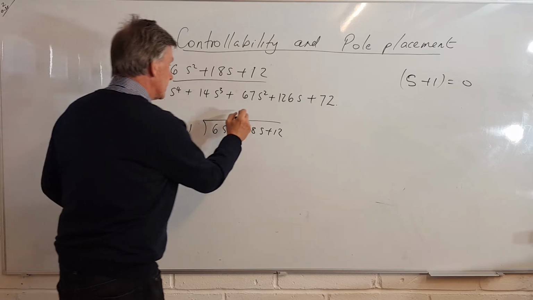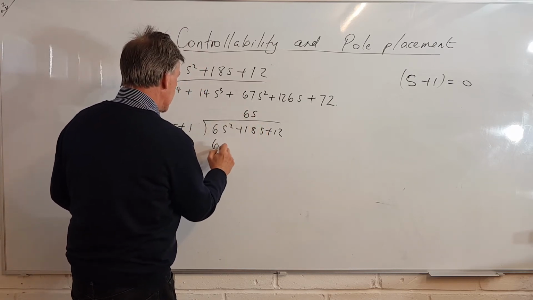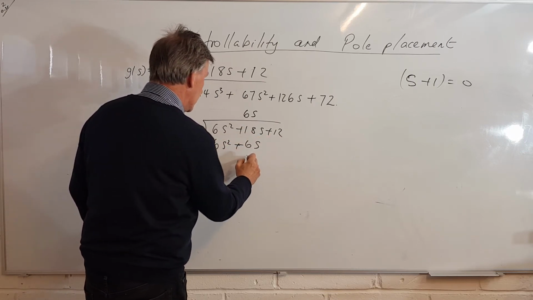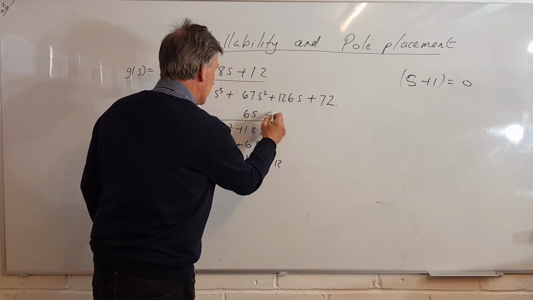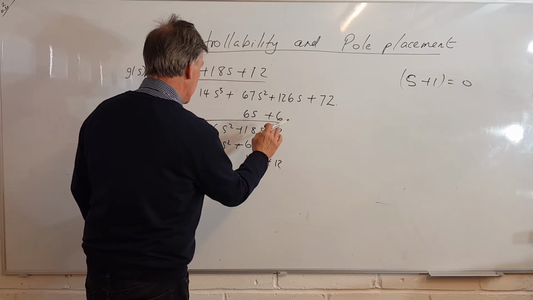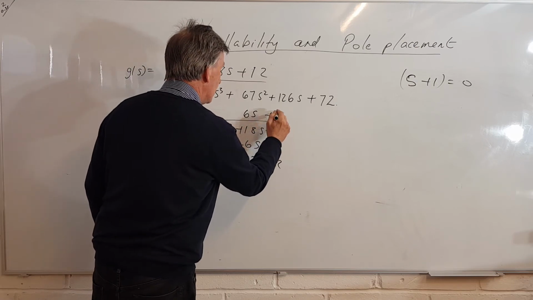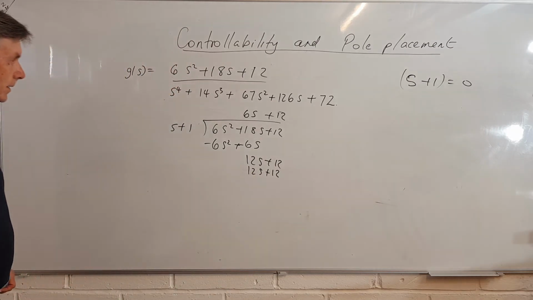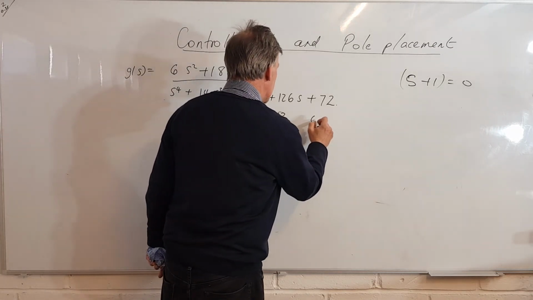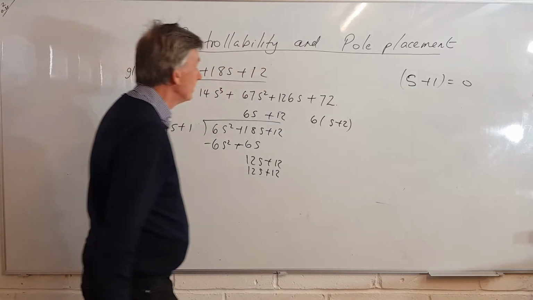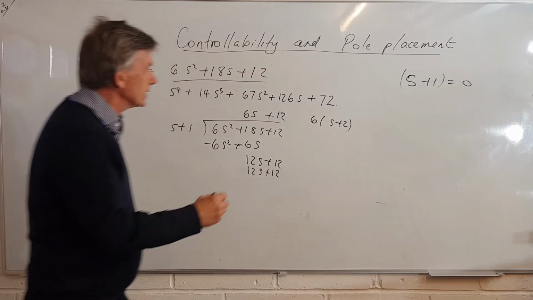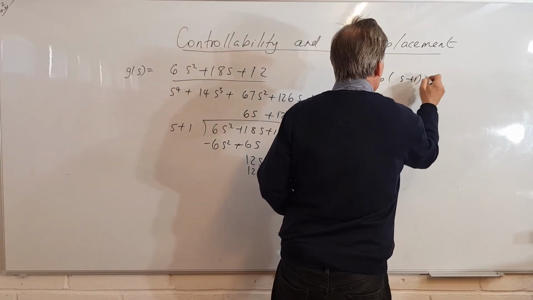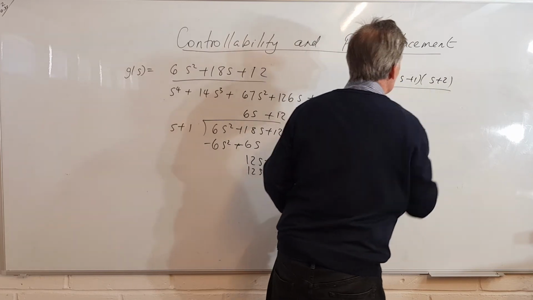So this is going to go into this 6s. That's going to give us 6s squared plus 6s. Change the signs on the bottom line, add. That gives us 12s plus 12. And then this we could factorise into 6 times s plus 2. So the top line can be factorised into 6 times s plus 1 times s plus 2.